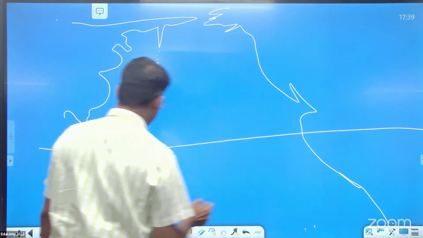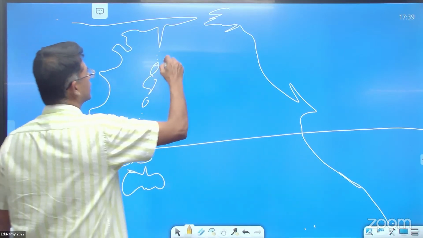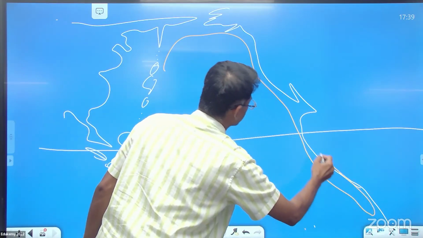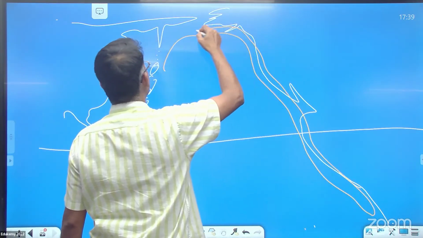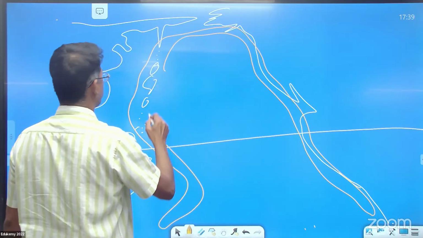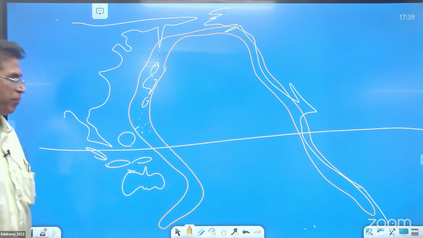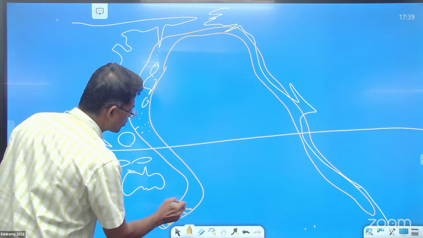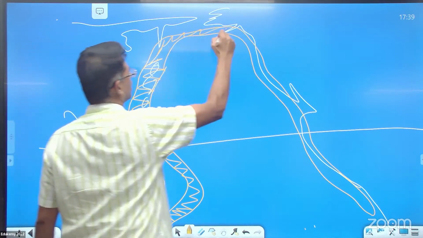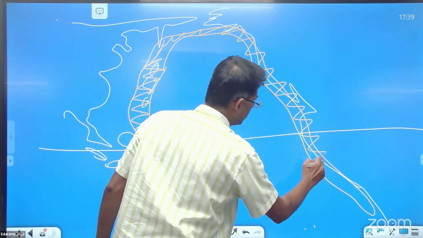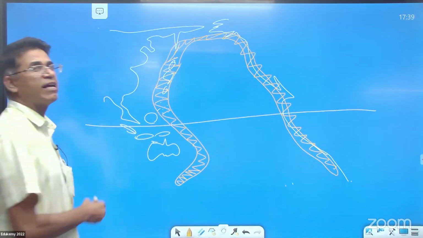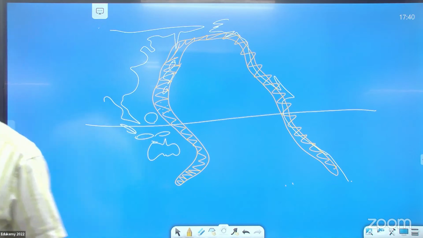And my suggestion is keep color pencils with you. In color pencil, what happens is you need not shade too much. Okay, so color pencil में आप इसको जल्दी से yellow, orange use कर लेना. This is the circumpacific belt, the most potent area of earthquakes.